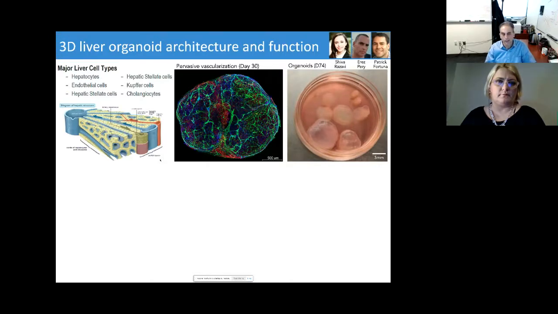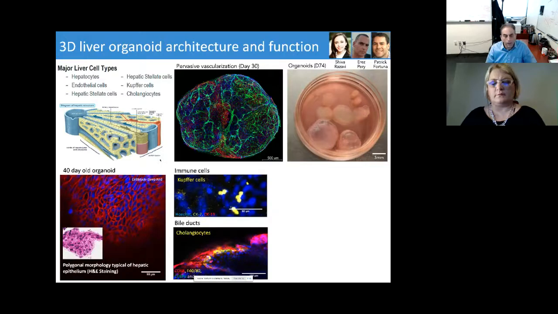These are vascularized liver organoids, and we're showing you day 30, and I'm showing you day 74. By the time you get to day 74, these are really large. They're centimeters across. So this is larger by a wide margin than other organoids that are out there, and that's because, we believe, of this vascularization that's taking place there.